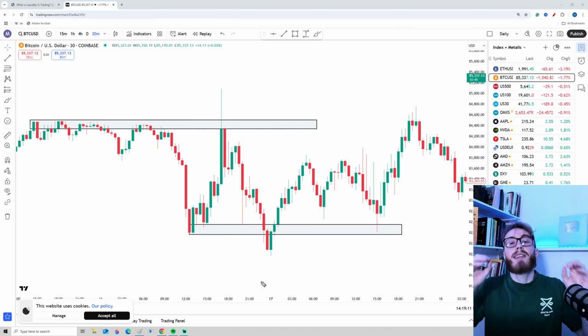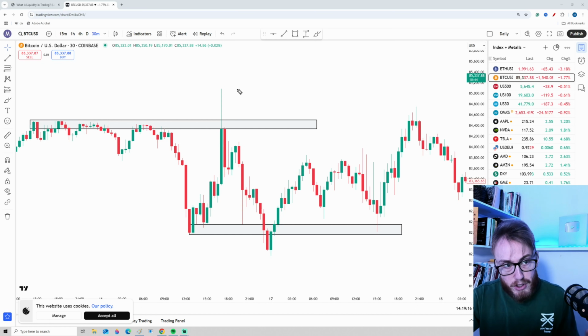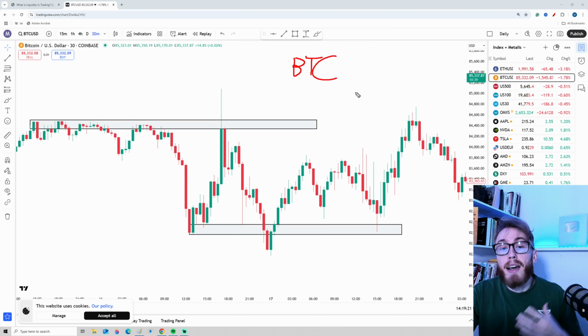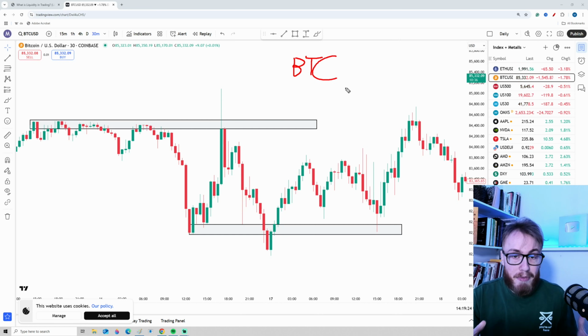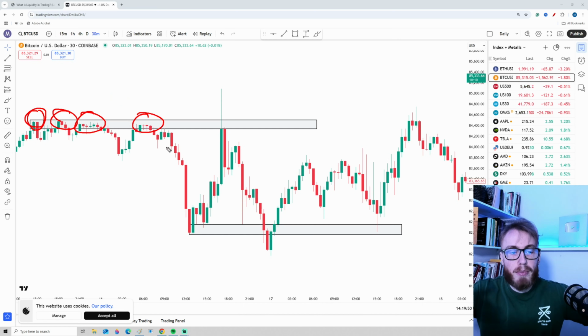But now let's take a look at how to trade the liquidity grab step by step. So first of all, right now we're looking at the Bitcoin, the BTC on the 30-minute time frame. But you can find liquidity grabs and liquidity sweeps on pretty much all time frames. And the first thing I want you to notice about this chart is that we have a very clear resistance level right here. You can see that the price got rejected not only one time, 2 times, 3 times, 4 times here. So we have multiple reactions as resistance right here.